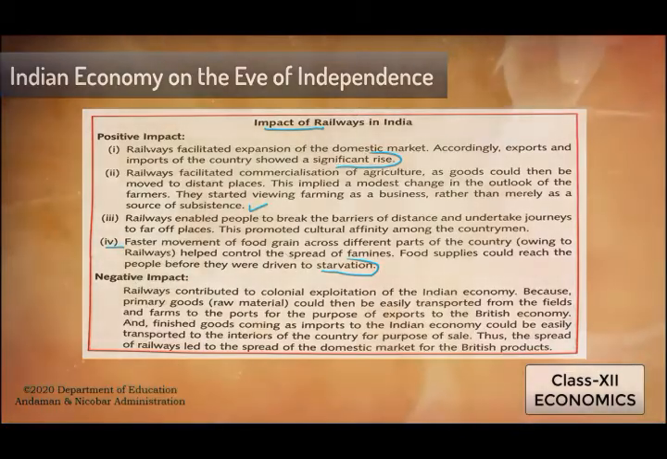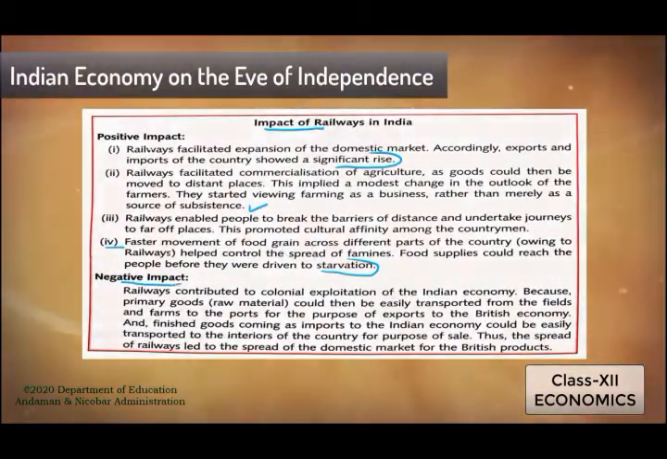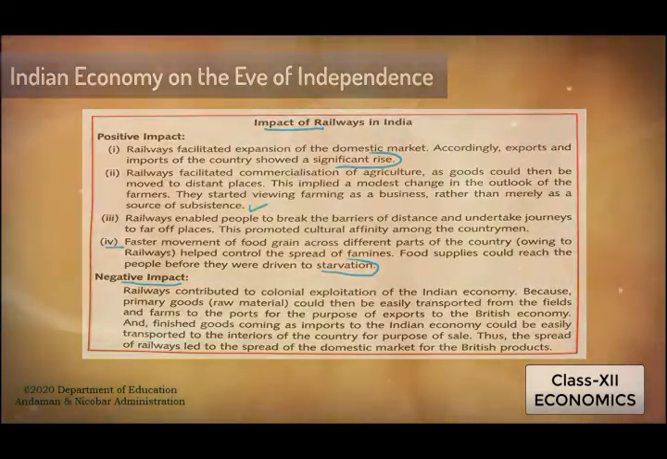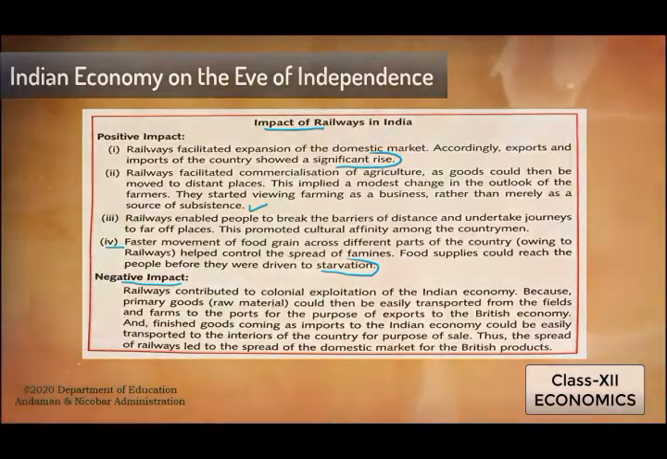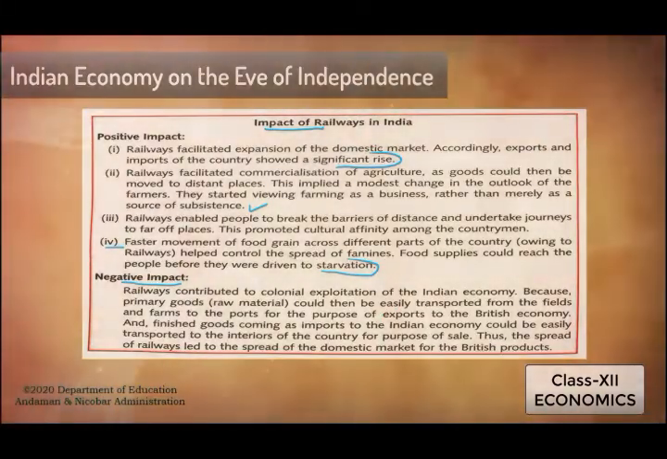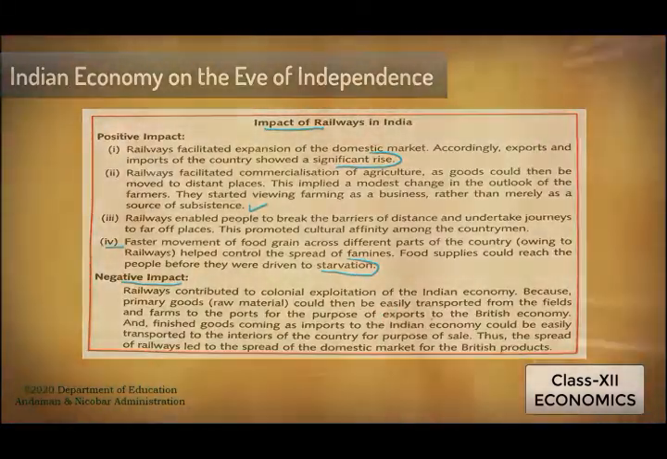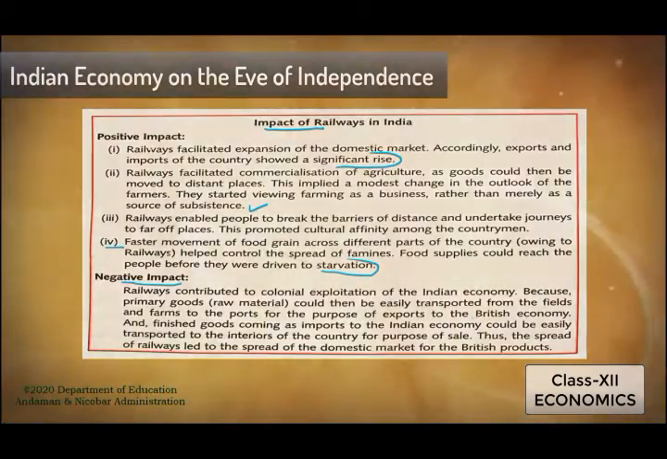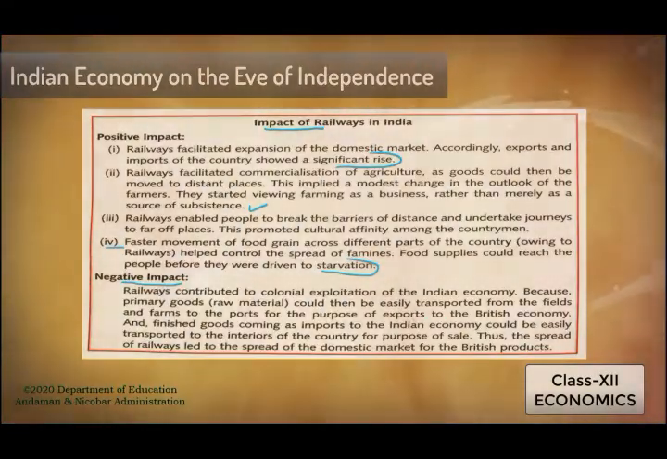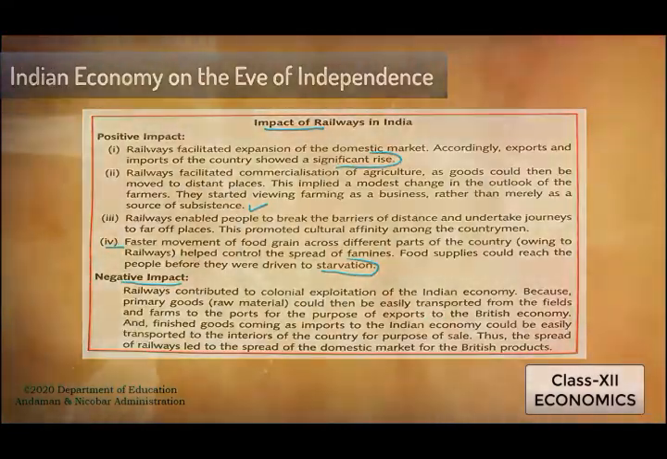Then apart from that, now we will see about the negative impacts. Railways contributed to colonial exploitation of the Indian economy, because the primary goods, that is the raw materials, could then be easily transported from the fields and the farms to the ports for the purpose of exports to the British economy. And finished goods coming as imports to the Indian economy could be easily transported to the interior of the country for the purpose of sale.